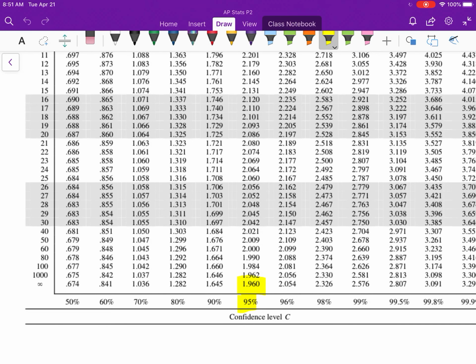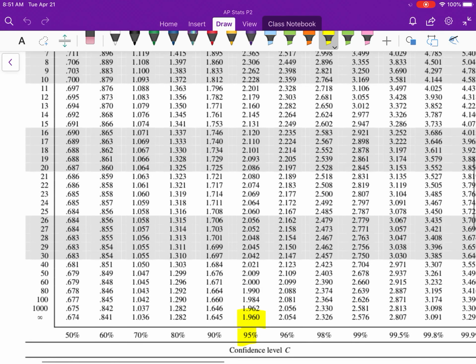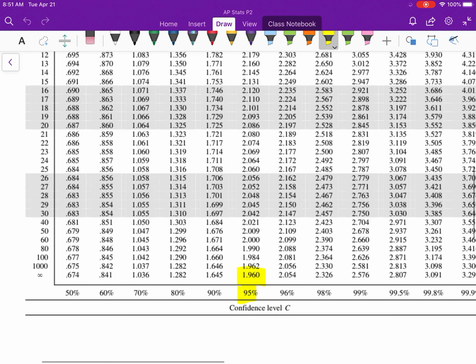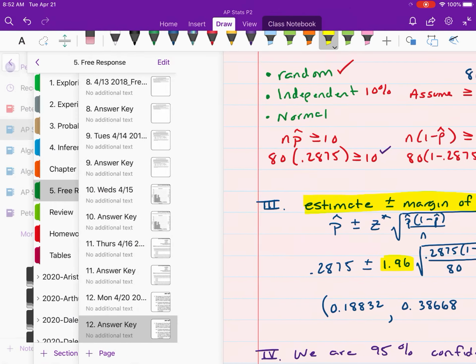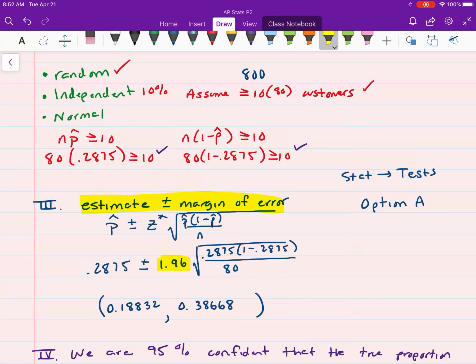Now, all those other numbers above it are the t stars if this was a means question, but we're not doing that right now. As long as you're looking for a z star, and proportions is always z, you're just going to look at that bottom row. So for this one, it's 1.96. And then your margin of error is also times the square root of p hat times 1 minus p hat over n. So I put the numbers in, and then you go to your calculator.